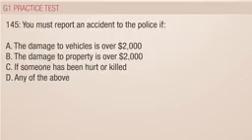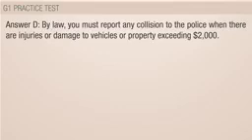Question 145. You must report an accident to the police if A. The damage to vehicles has over $2,000. B. The damage to property is over $2,000. C. If someone has been hurt or killed. D. Any of the above. Answer D. By law, you must report any collision to the police when there are injuries or damage to vehicles or property exceeding $2,000.